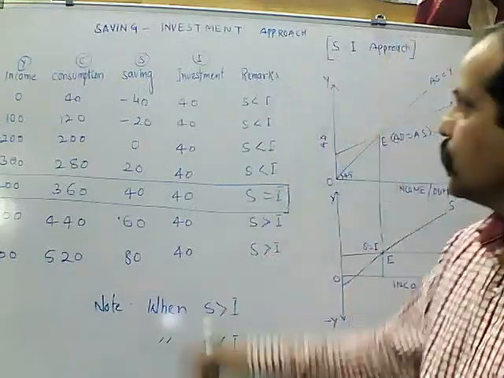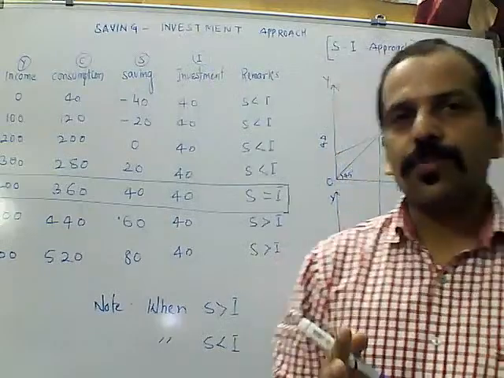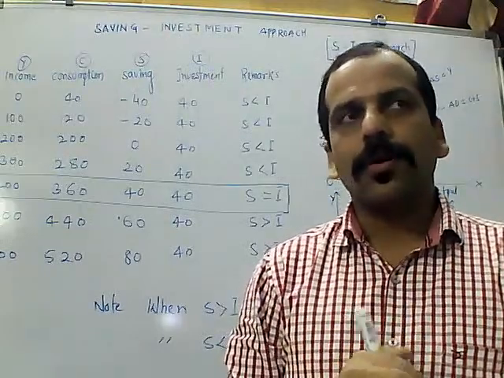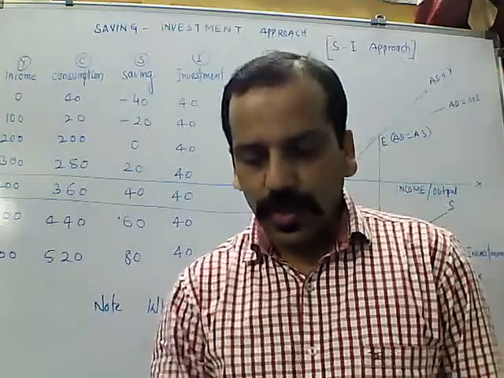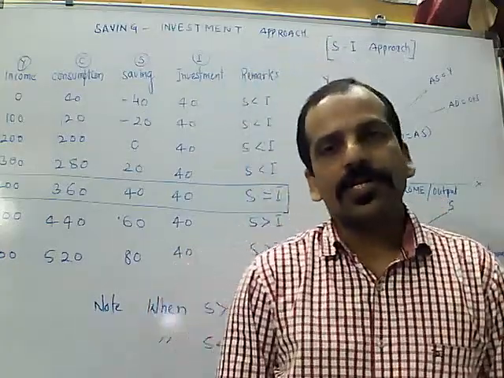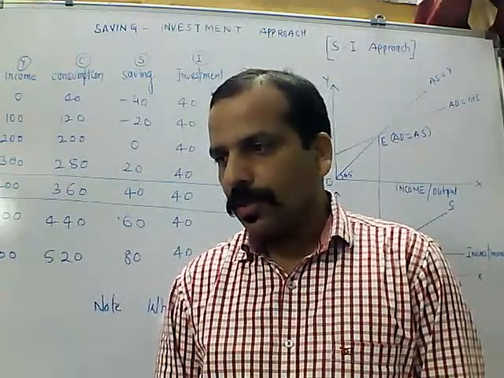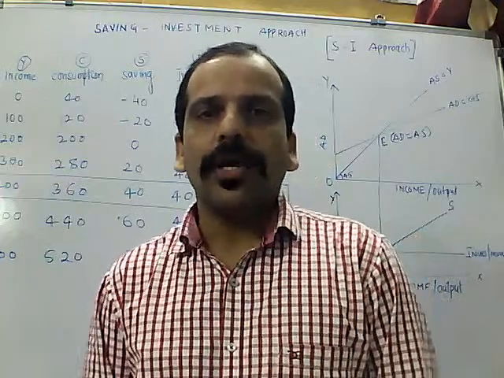Okay. So today morning we discussed approach number 1, that aggregate demand is equal to aggregate supply in the economy. When aggregate demand is equal to aggregate supply, then automatically there is an equilibrium in the economy.